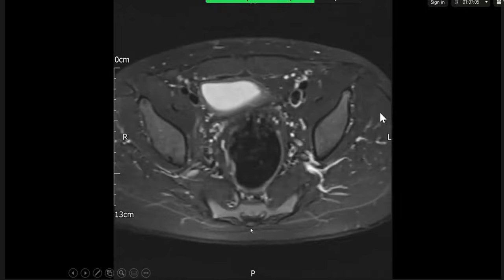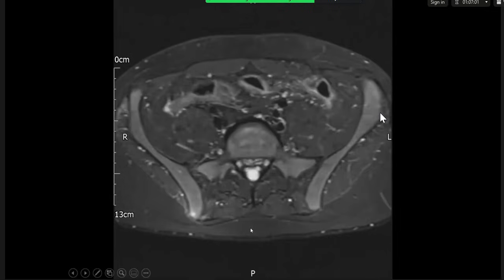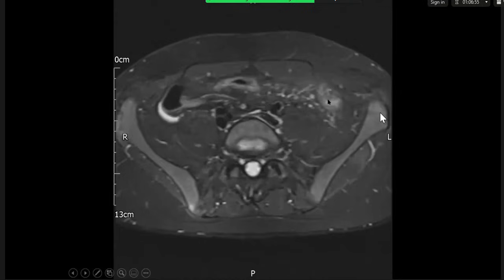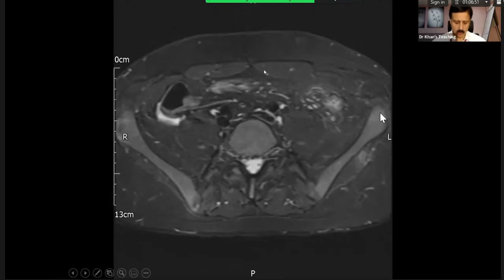Okay, I can see this. So there's also abnormal signal and some edema surrounding the sigmoid colon, and there's an area of. Okay. So what is your conclusion?